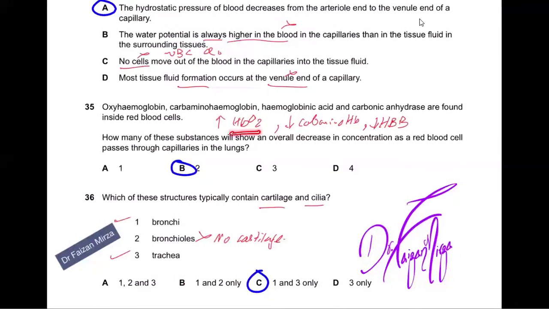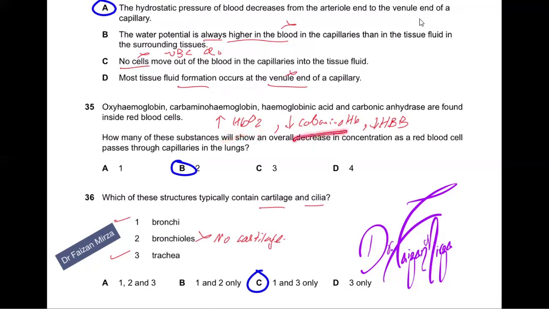Oxyhemoglobin (HbO2), carbaminohemoglobin, hemoglobinic acid and carbonic anhydrase are found inside the red blood cells. How many of these substances will show an overall decrease in concentration as the red blood cells pass through the capillary? So we know HbO2 will increase because more oxygen will become attached to hemoglobin.